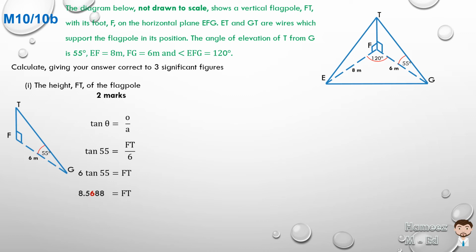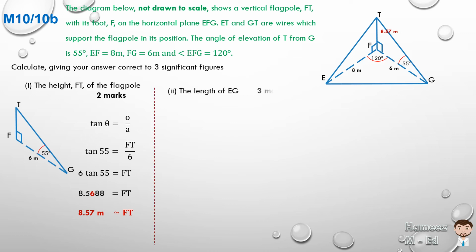But we want our answer to 3 significant figures. So if you notice, the third significant figure is 6. So I've put that in a different color so you can identify it. And if we're rounding off the 3 significant figures, we look at the number to the right of it, which is 8. 8 is a large number, or 5 or more. So we don't remain as 8.56, but we change it to 8.57 meters. That's approximately the height of FT. Let's bring up 8.57 on the diagram.